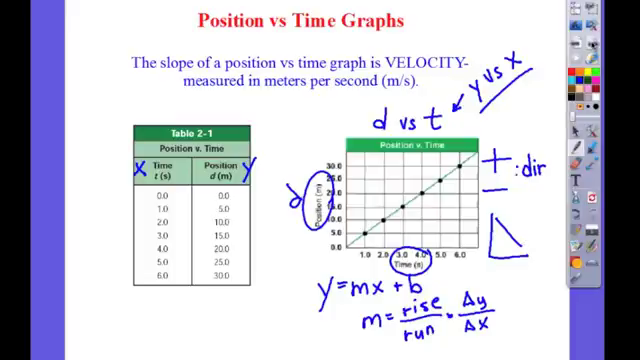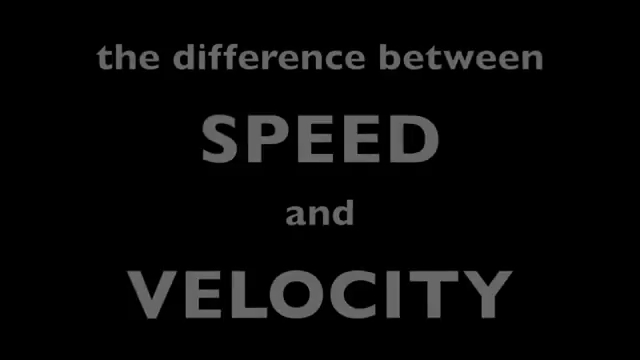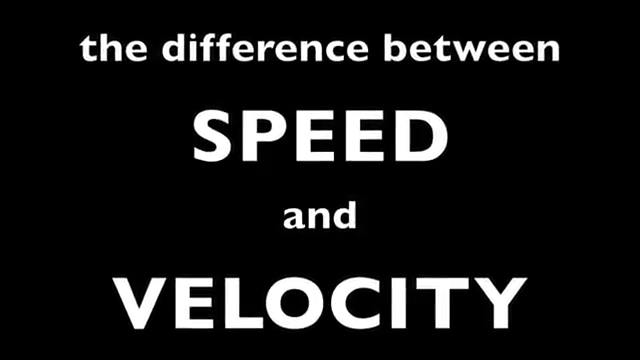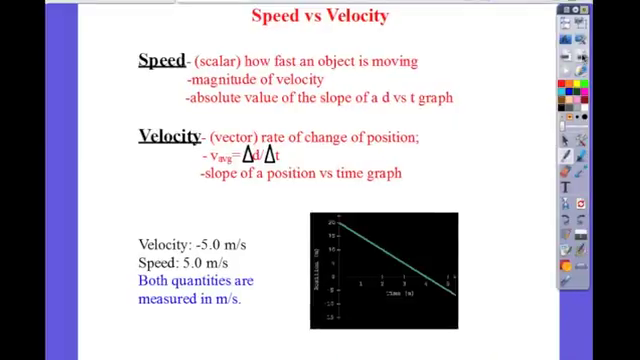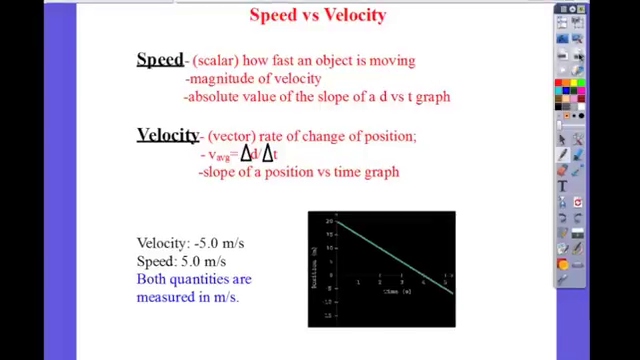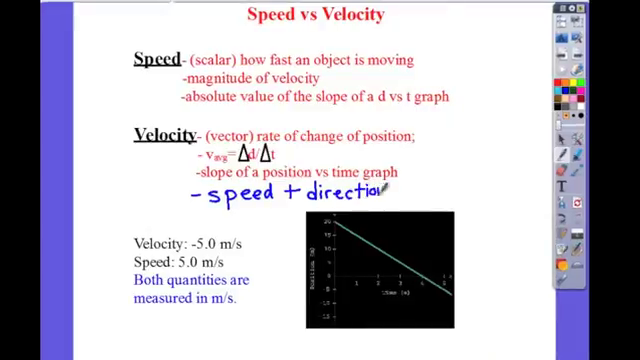Because we just introduced the ideas of speed and velocity, let's look at the difference between the two. Speed is a scalar quantity. It's how fast an object is moving. Velocity is a vector quantity. It is also how fast an object is moving. The difference is that speed does not have a direction associated with it, and velocity does. If we look at velocity, it is really the speed of an object plus its direction. Very much like displacement and distance, a displacement is a distance plus a direction.